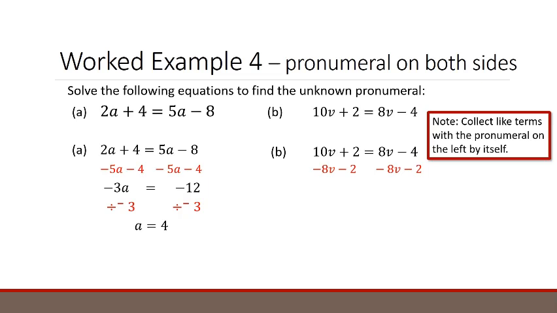So 10v minus 8v is 2v, and 2 minus 2, of course, is nothing. 8v minus 8v, of course, is nothing. Negative 4 minus another 2 is negative 6. So now we have 2v equals negative 6. Divide both sides by 2, and we're left with v equals negative 3.